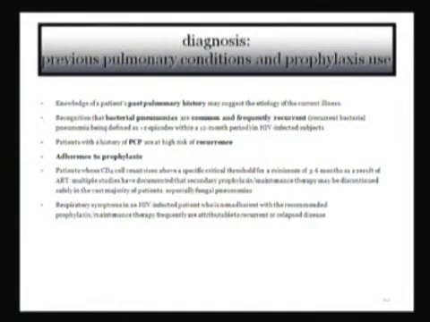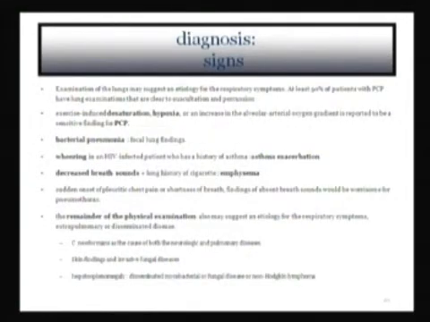Previous lung conditions and prophylaxis use are important. If the patient is compliant with prophylaxis use, let's say Bactrim, even if they're presenting with a pneumonia, it is unlikely to be PCP, versus someone who's not compliant and not taking their medications and not following the recommendations.